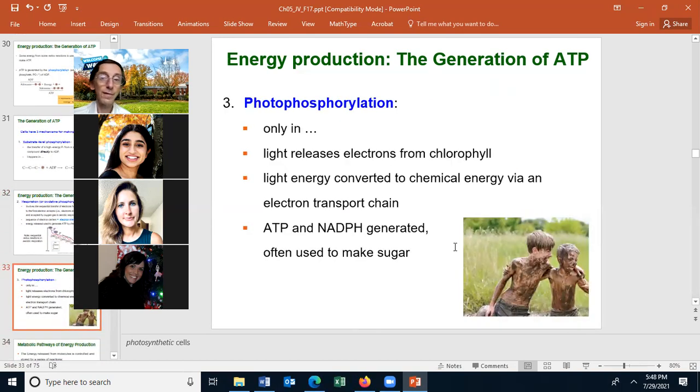The third way that cells can generate ATP is by photophosphorylation. This occurs only in photosynthetic cells. But remember, we're talking about bacteria in this class, and there are photosynthetic bacteria as well as photosynthetic plants. The light energy releases the electrons from chlorophyll. The light energy can then be converted into chemical energy, and this happens by an electron transport chain. We'll show you that at the end of this lesson. ATP and NADPH are generated, but in cells, the ATP is often used to make sugar. Okay? Any question about any of that?